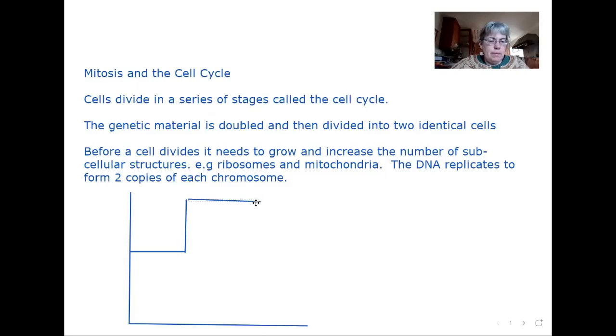Looks a bit odd. Ooh, why did that jump down there? Don't want it down there. A bit of a rough graph, this one. And the important thing is that you've got 2n, that means you've got 2 of each chromosome. The DNA then replicates to form 4n, so this is the amount of genetic material.